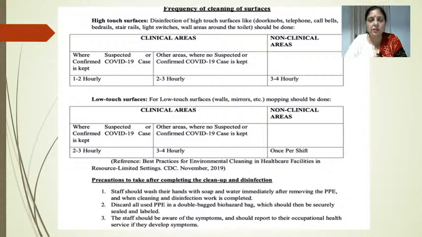We have certain high touch surfaces and some low touch surfaces, and the protocol for cleaning them is given in this chart. The high touch surfaces are doorknobs, telephone, call bells, bed rails, stair rails, switches, wall areas, and if there's a clinical area where we have a suspected case of COVID-19, then they have to be cleaned 1 to 2 hourly. Or if there are no suspected cases, but a case is kept, then it is 2 to 3 hourly, and in the non-clinical areas it is 3 to 4 hours.